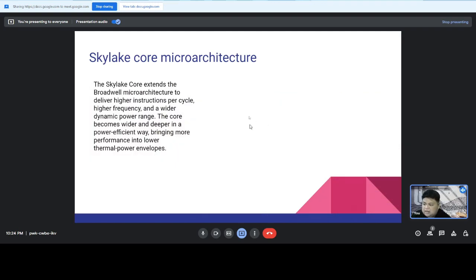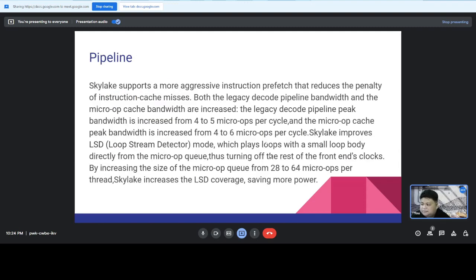So the Skylake core extends the Broadwell microarchitecture to deliver higher instructions per cycle, higher frequency, and a wider dynamic power range. The core becomes wider and deeper in a power efficient way, bringing more performance into lower thermal power envelopes. Basically, it means that Skylake is better than Broadwell.